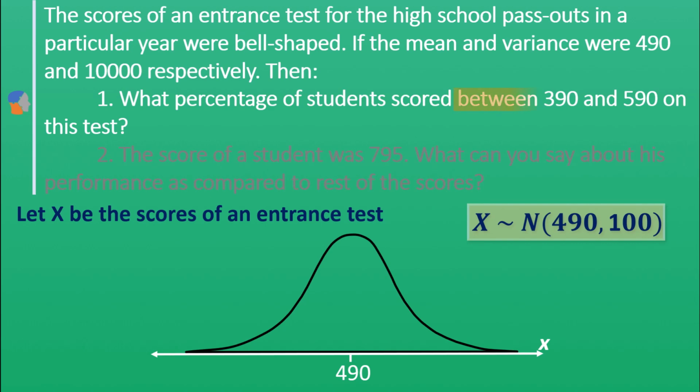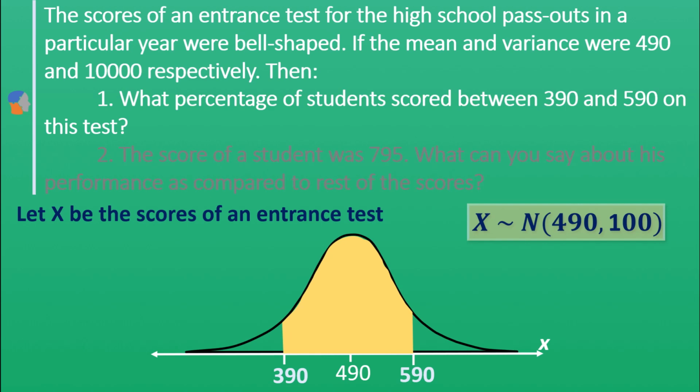Then the first one: what percentage of students scored between 390 and 590 on this test? We need to find the area under the curve between 390 and 590. So that is the percentage. How do we find this? We can apply the 68, 95, 99.7 rule, or we can say the empirical rule.